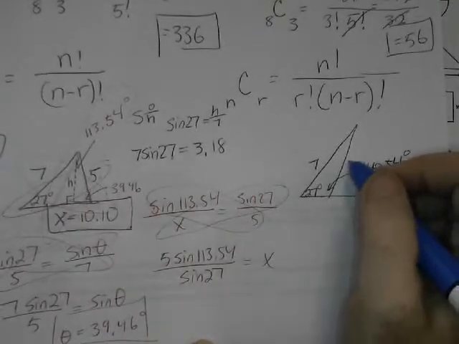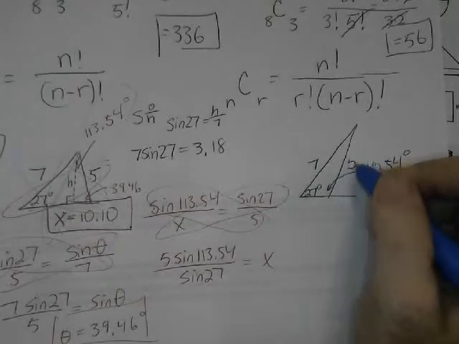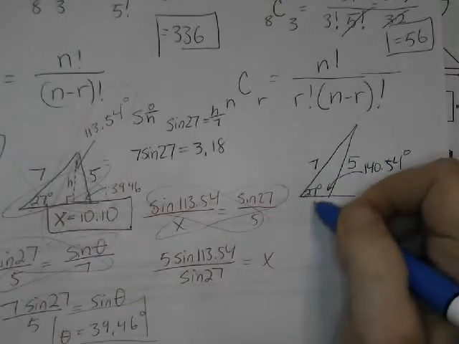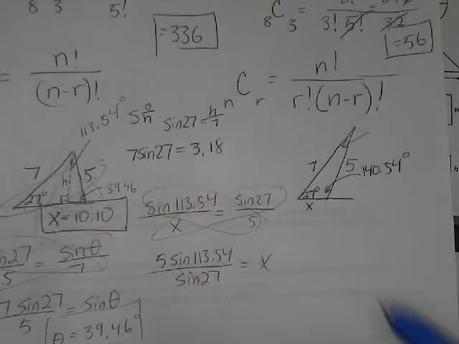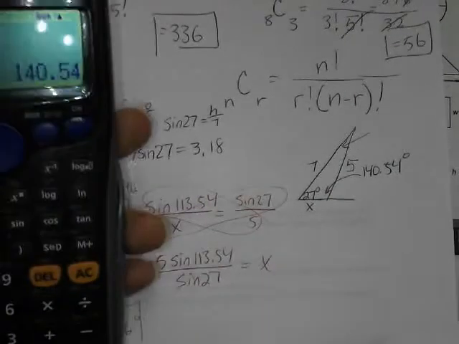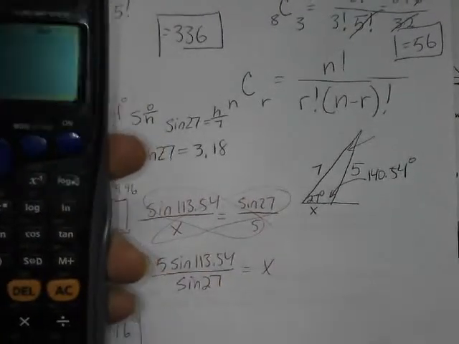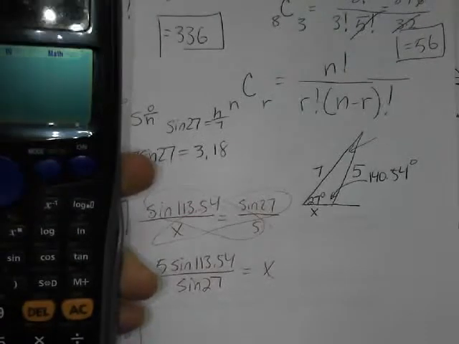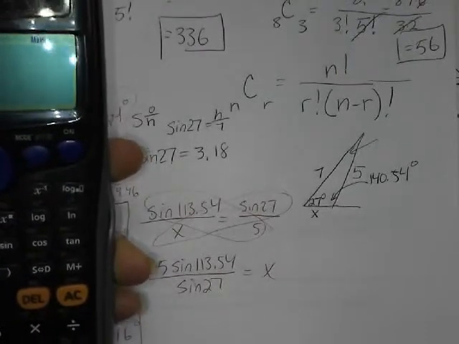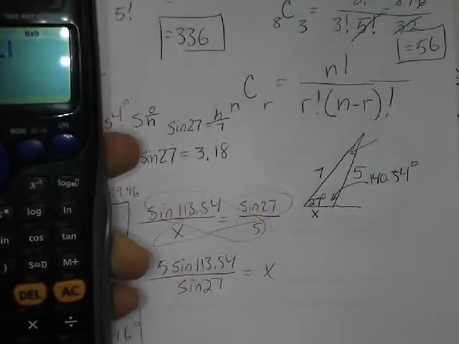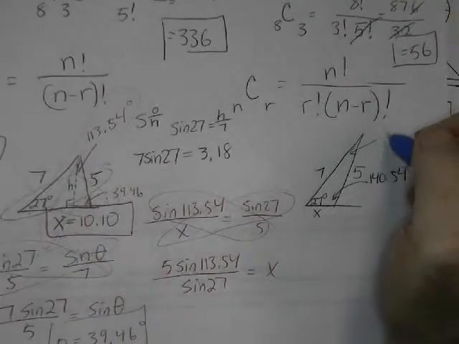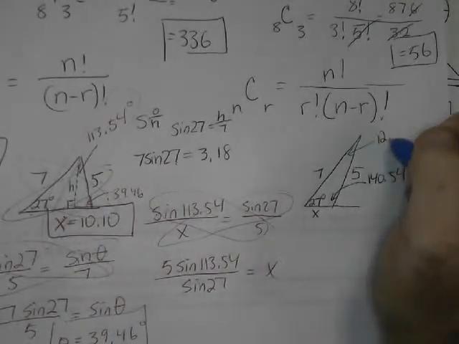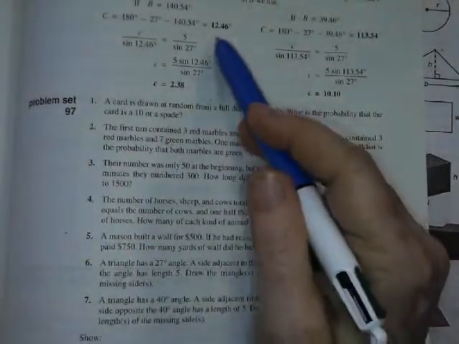Okay, so I know this is this side. It's not drawn to scale exactly, but there's 5. I'm going to call this little side x. This angle, I want to get that. So that's why I got this angle, so I could get this angle. So now we're going to go 180 minus 27 minus 140.54, which is not going to be much of an angle. It's 12.46. And again, I can check that by just looking in my book. It's right there. This whole problem's worked out right here.